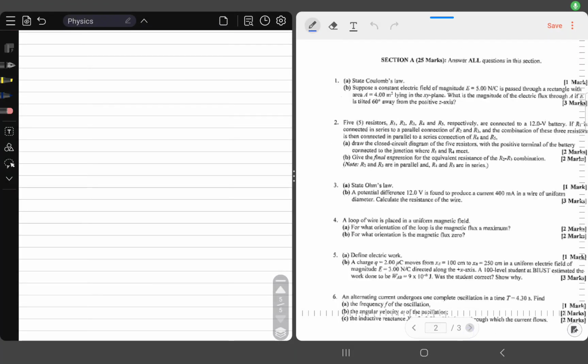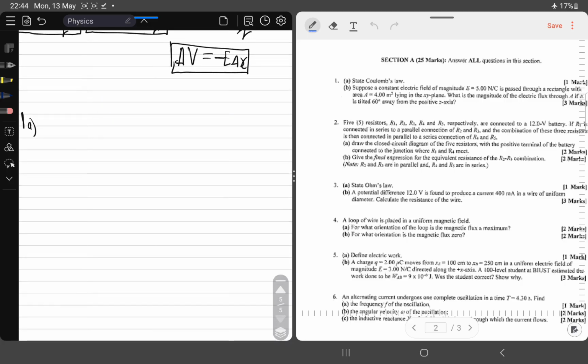So we are in our 2022 paper. Here is the first one. Say number 1A is saying state Coulomb's law. So Coulomb's law says that force is directly proportional to the product of charges. The force between two charges is directly proportional to the product and inversely proportional to the square of their separation. So it's going to be r squared.